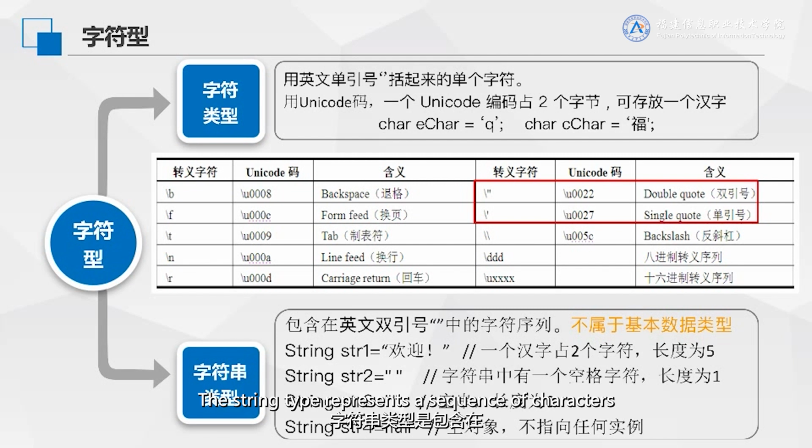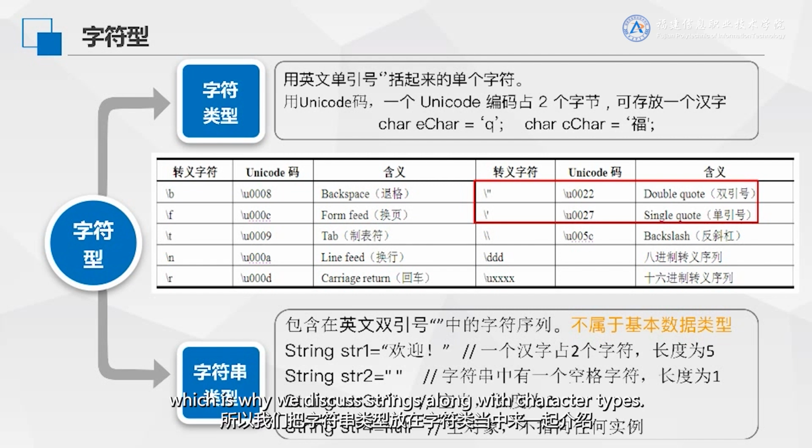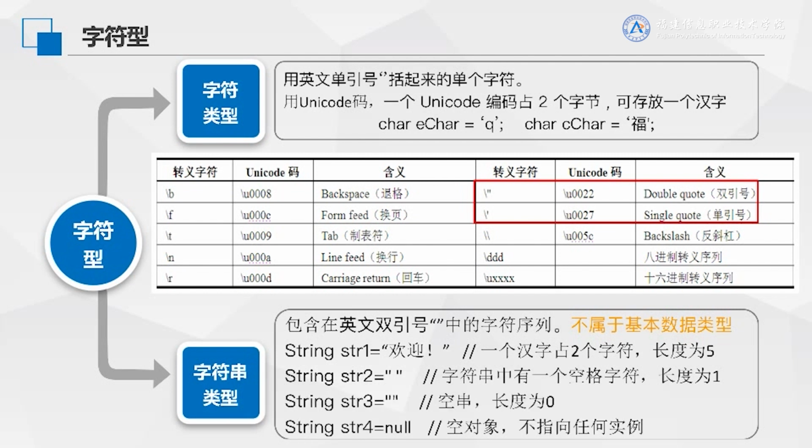The string type represents a sequence of characters enclosed in double quotes. Although the string type is not a primitive data type, we include it here since it is closely related to character types. In most cases, we need to store character values that are more than just single characters or Chinese characters, which is why we discuss strings along with character types. For example, string str1 equals a Chinese greeting. Its length is 5, since each Chinese character occupies 2 characters.